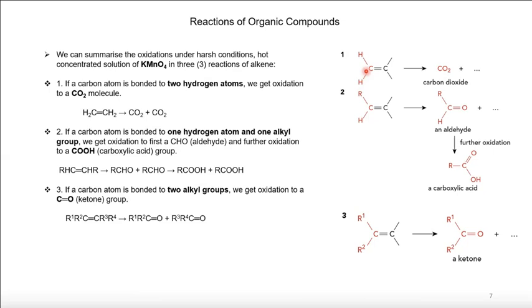That's it. If it is two hydrogens, we get carbon dioxide. If it's one alkyl and one hydrogen, we get an aldehyde, and with further oxidation, we get a carboxylic acid. And then with two alkyl groups, three alkyl groups, four alkyl groups, we get a ketone. So this is how we see the oxidation of alkenes.